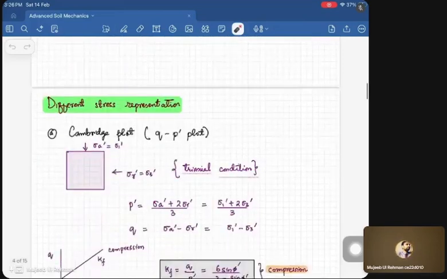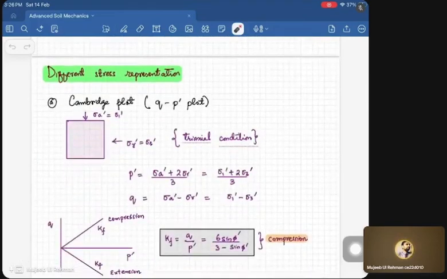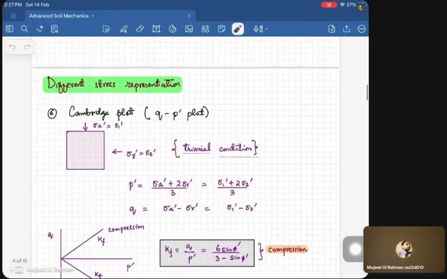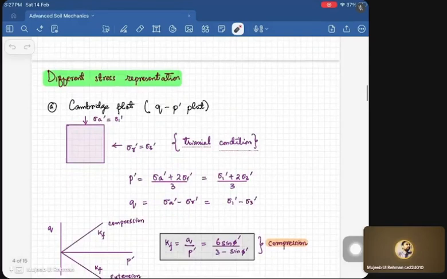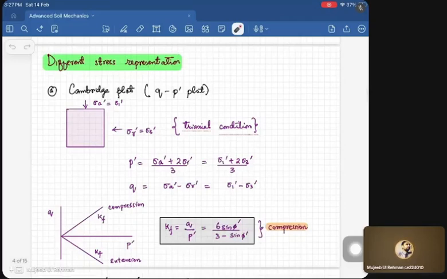Now, after that we have the different stress representations, how we are representing the stresses. The first one that we have gone through is the Cambridge plot, which is the Q-P dash plot. First we will go through how we define Q and how we define P. For example, if you have a sample with axial stress sigma A dash acting on it and radial stress sigma R dash, in the triaxial compression case, sigma 1 will be acting in the vertical direction and sigma 3 will be acting in the radial direction. It's a triaxial condition.